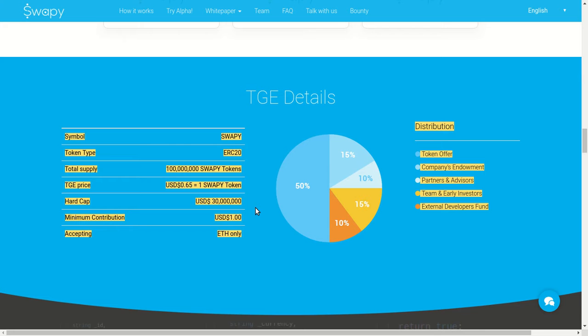The symbol of the token is Swapy. It is ERC20 as a token type, and total supply 100 million Swapy tokens. The price, the regular price, 65 cents, but you get discounts as I mentioned. Hard cap $30 million, minimum contribution $1, and they are accepting only Ethereum. And on the right side you can see the distribution.